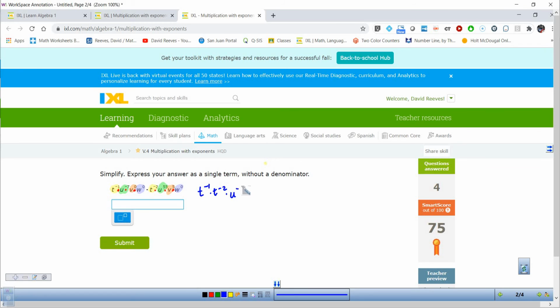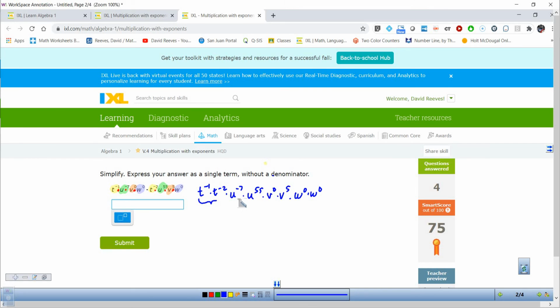Times u to the -7 times u to the 55, right? Times v to the 0. Is that a 0? I think that's a 0. Times v to the 5th times w to the 0. Wow, really, Mr. Reeves? Let me get out my eraser here. It's not wanting to cooperate. W to the 0 times w to the 0. All right, so here we go.